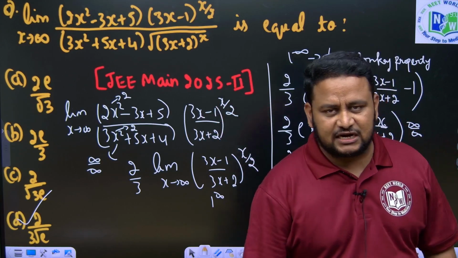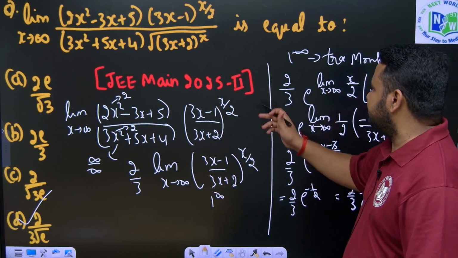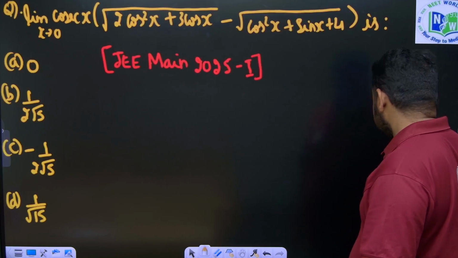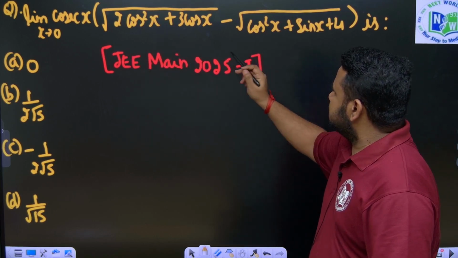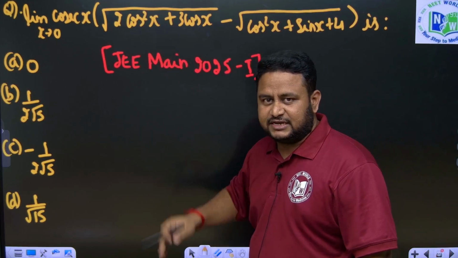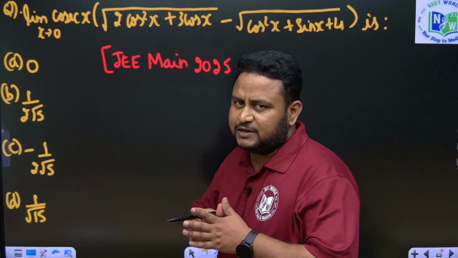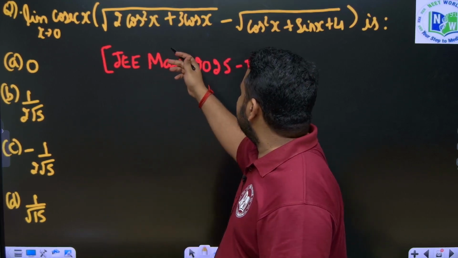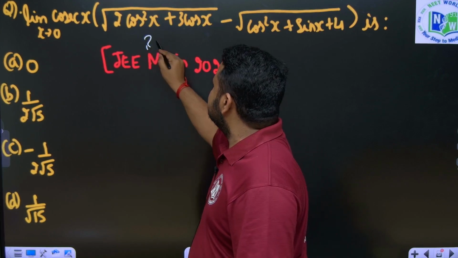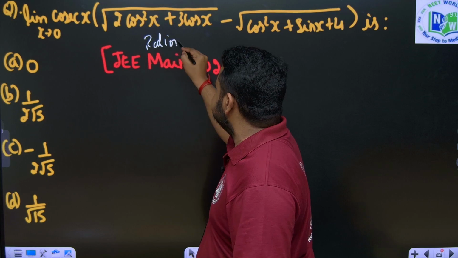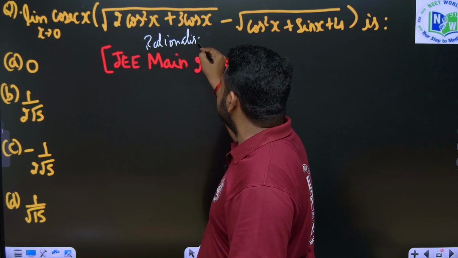Is it clear, friends? Let us move to the next question, that is JEE Main 2025 question. Look at this. They have given cosec x into this thing. So I told you, whenever square root is there, wherever possible you can use binomial approximation, but here let us do what? Square root is there means let us use rationalization.